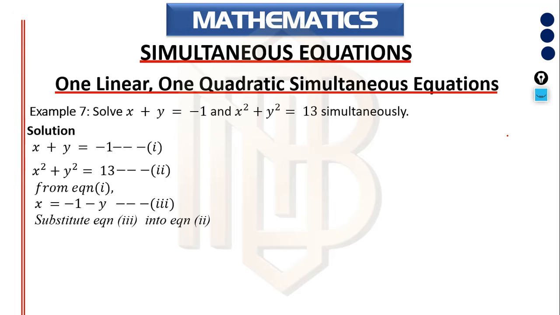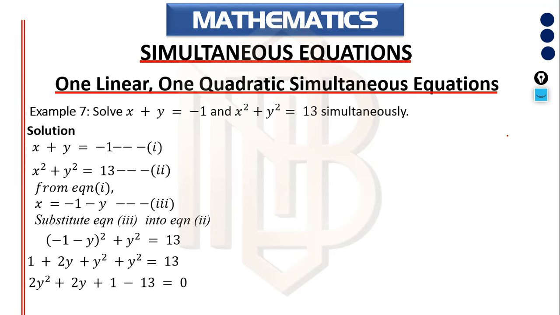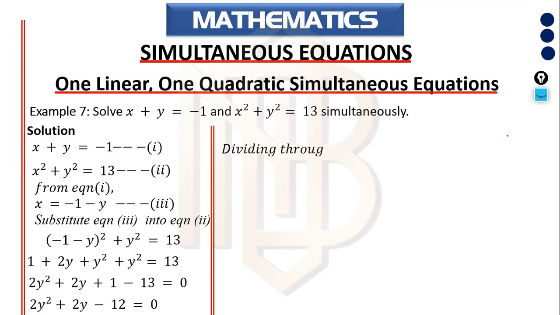So if we do that, we have this. Of course, you expand minus 1 minus y. By expanding it, it's going to give you a quadratic equation, which of course you can solve using any of the methods that you have learned so far. 2y squared plus 2y minus 12 equals 0. Another thing we can do is reduce the value by dividing through by 2. If you divide through by 2, you have y squared plus y minus 6 equals 0.